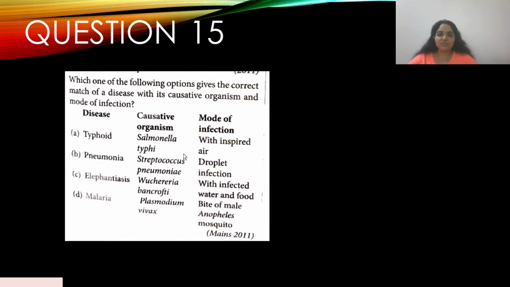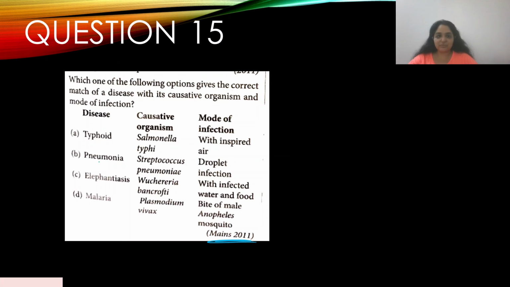Next question. Question number 15. Which one of the following options gives the correct match of a disease with its causative organism and mode of infection? This appeared in Mains 2011. Disease, causative organism, and mode of infection. So you have A. Typhoid, Salmonella typhi, with inspired air.